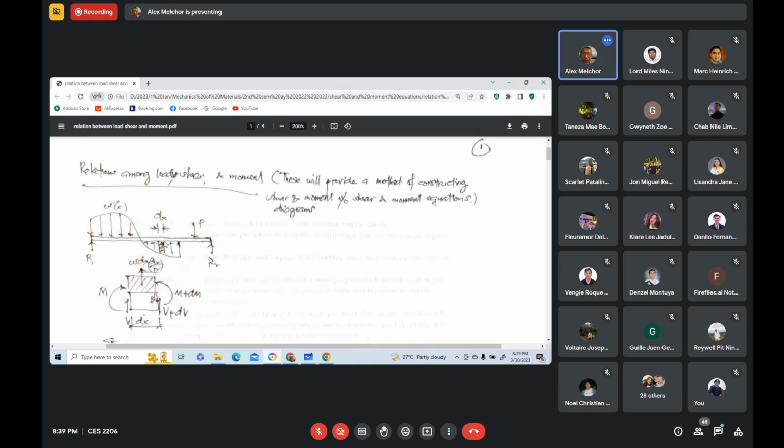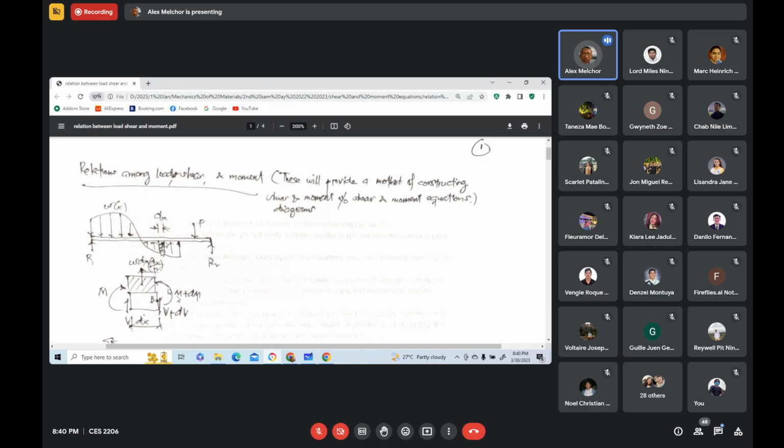Now, at the other end, at the right end, there is that slight change of the magnitude of the shear and moment. So we have here V plus dV, since we are considering a differential element whose length is dx. And we have here moment, which is slightly bigger than the moment at the left end. Okay, so the magnitude here is M plus dM.